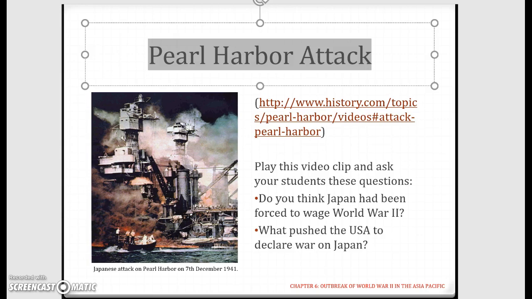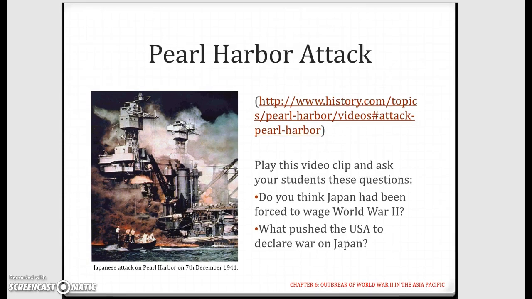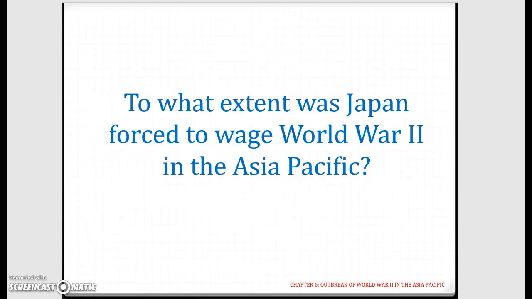And what pushed the USA to declare war on Japan? I think the question is very straightforward, because of the Pearl Harbor attack. Okay, so that's the overarching question. This is much clearer, right? The overarching question for this entire chapter: to what extent were they forced to wage World War II in Asia Pacific?